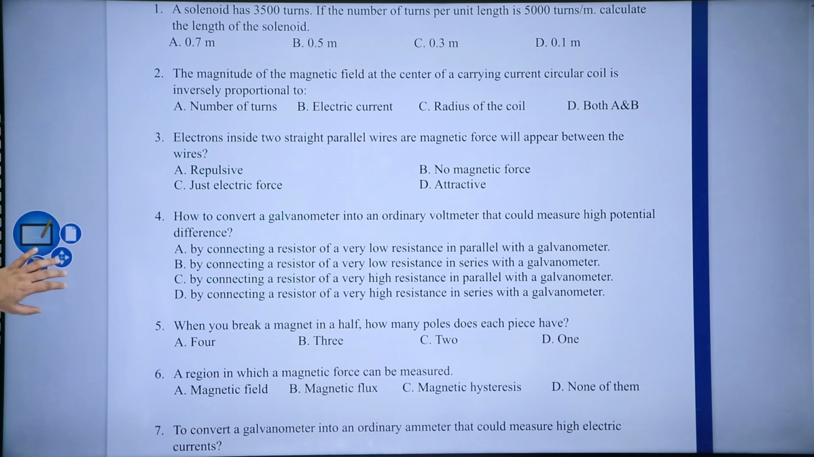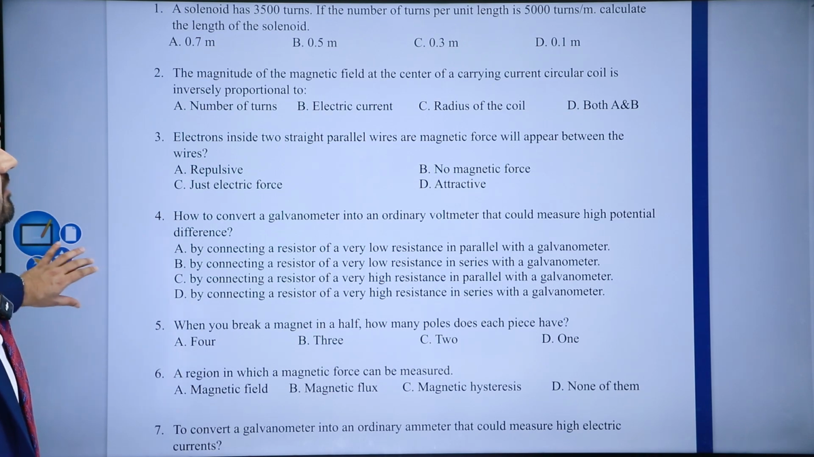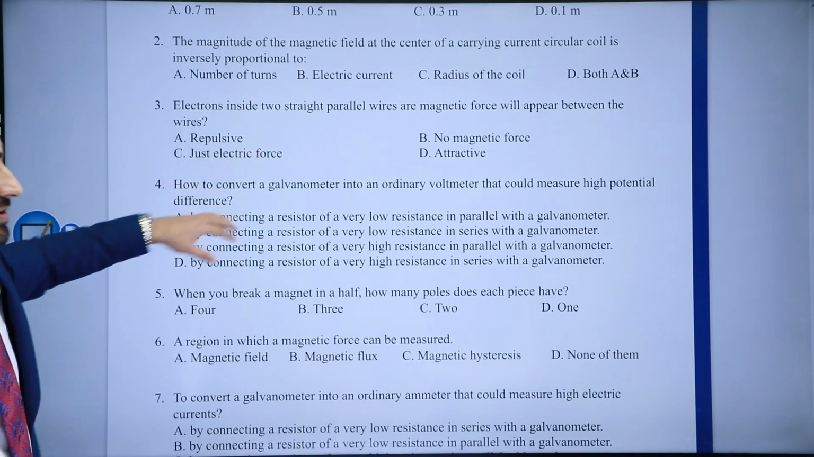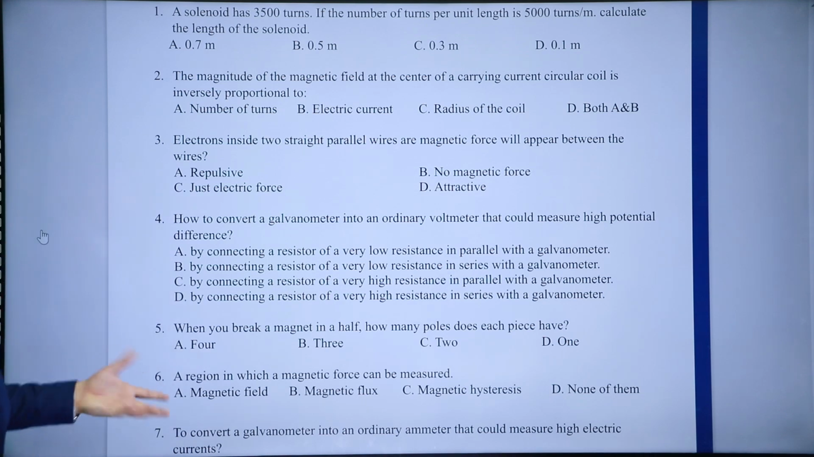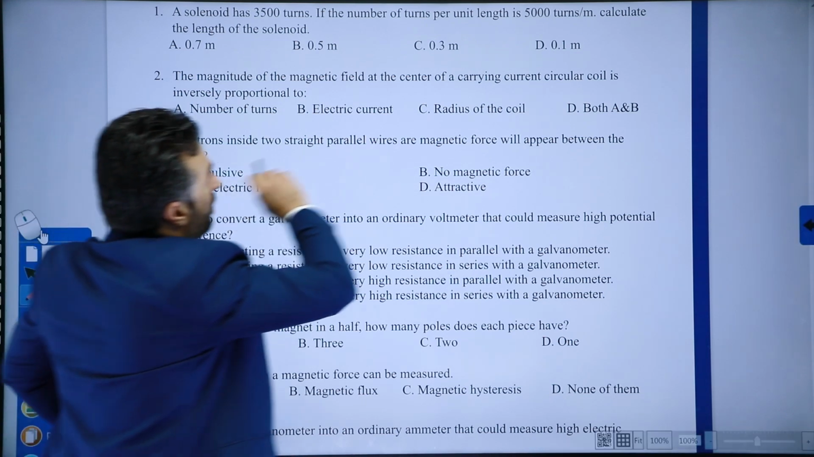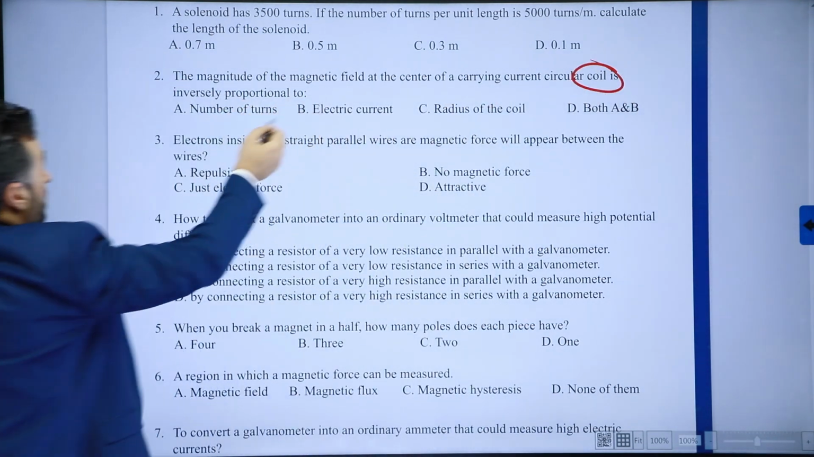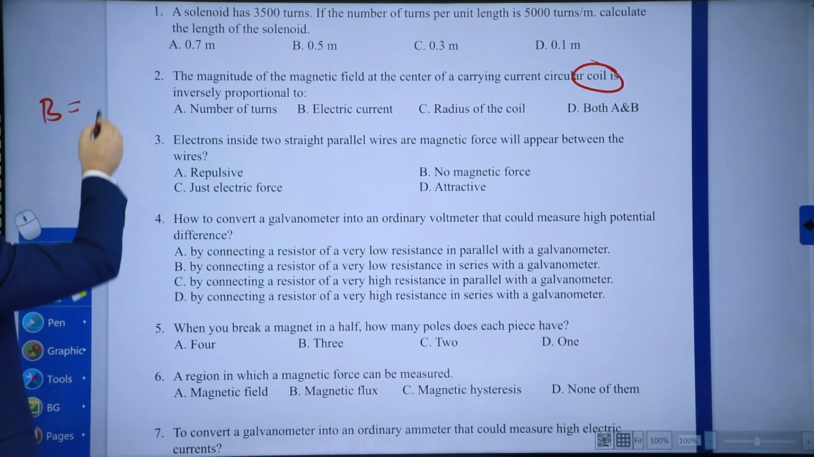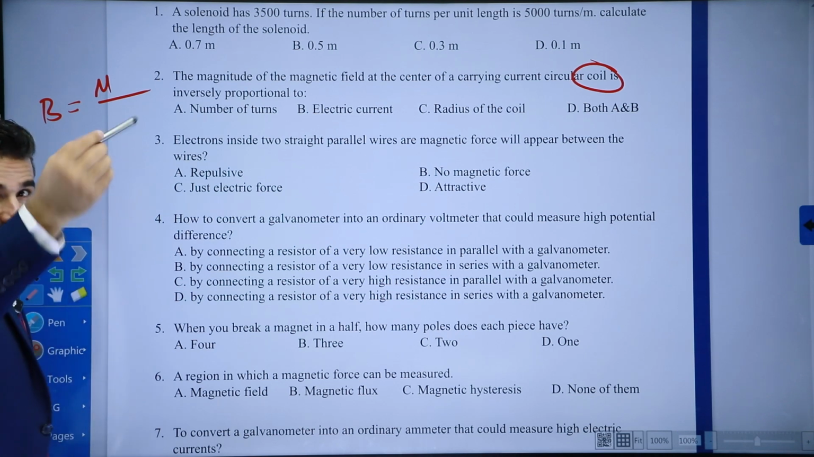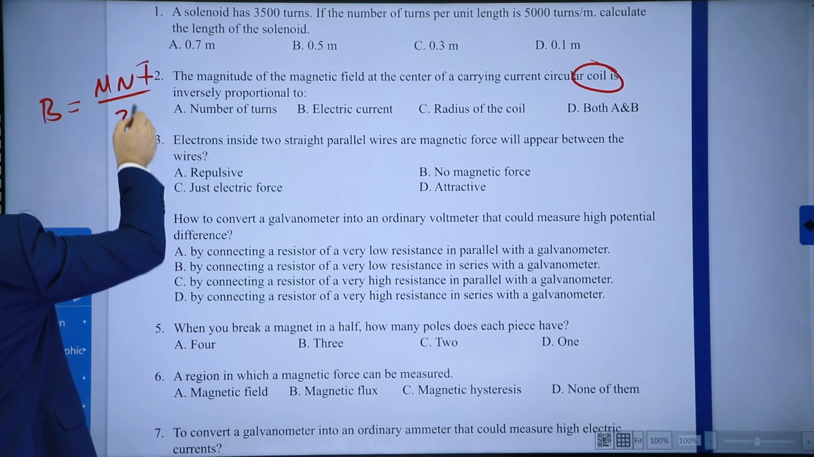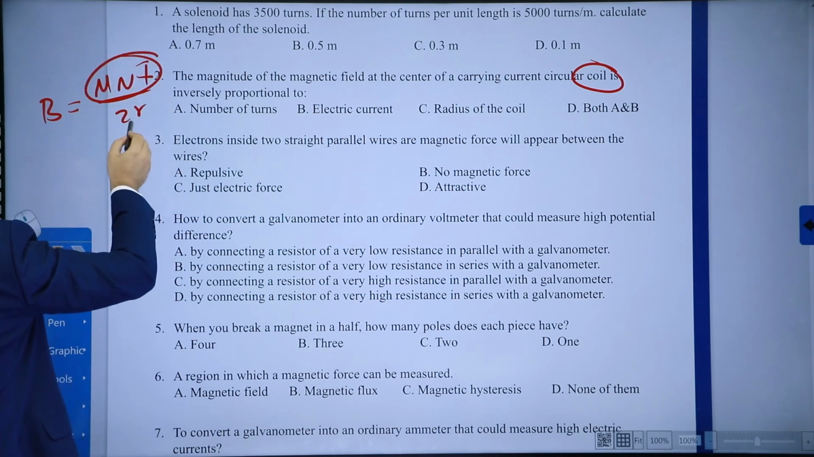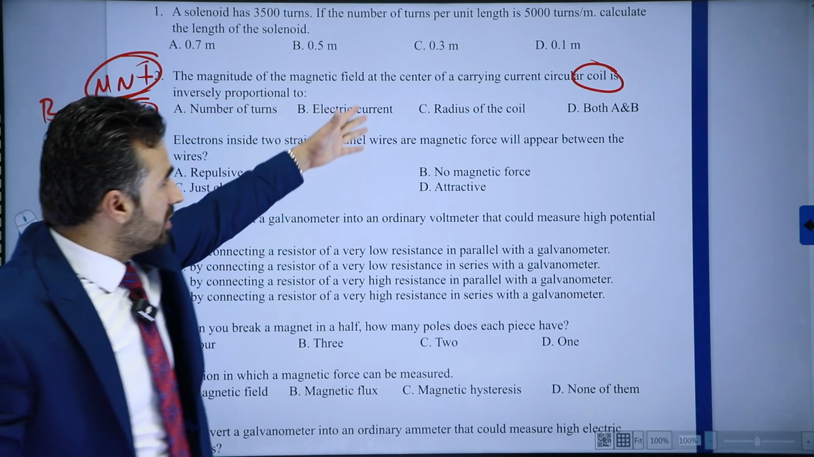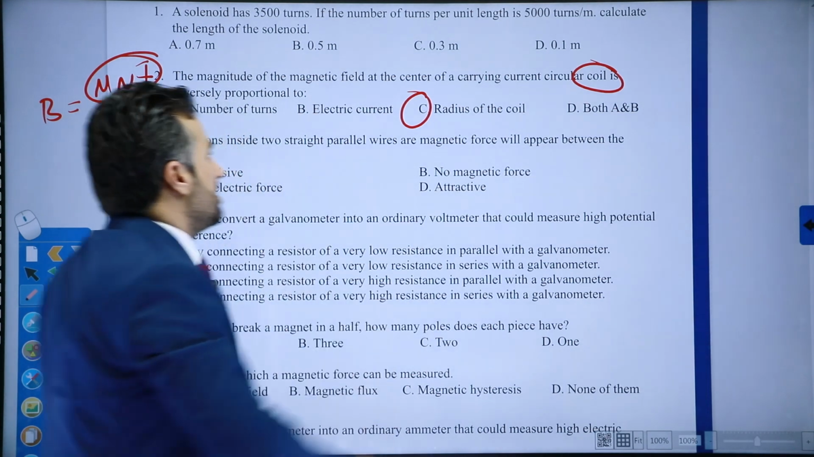As for the second question, the magnitude of the magnetic field at the center of a circular coil carrying current is inversely proportional to which one of these? Whenever you get questions like this, always write the equation, because unless you write it, you might not know it. We have a coil, so the magnitude of the magnetic field B for a coil. Do you remember the magnetic field strength for a coil? That was mu N I over 2r. So you can see these are all directly proportional, but this is inversely proportional. The question says inversely. Is it number of turns, electric current, or radius of the coil? It is the radius of the coil.